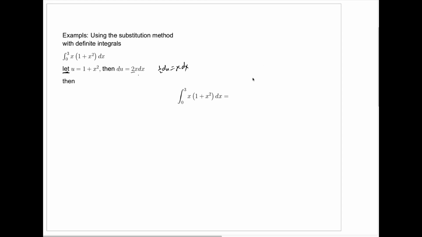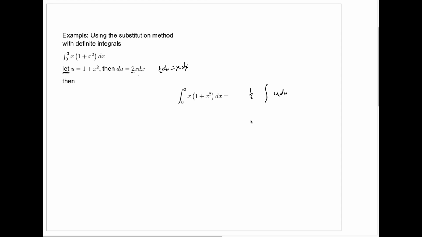Then we can perform the substitution in this way. Here we have x dx. That's 1/2, as we already saw, du. Put the du over here. Then we have a 1 plus x squared here, and that's just u. Then we have the integral with the limits.